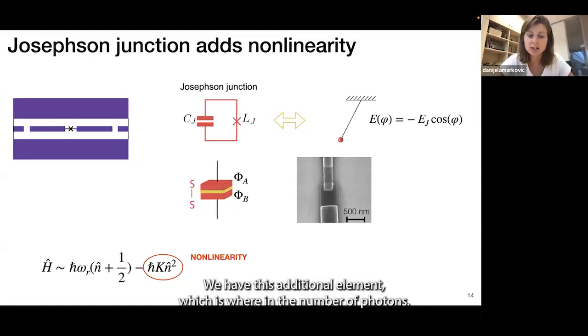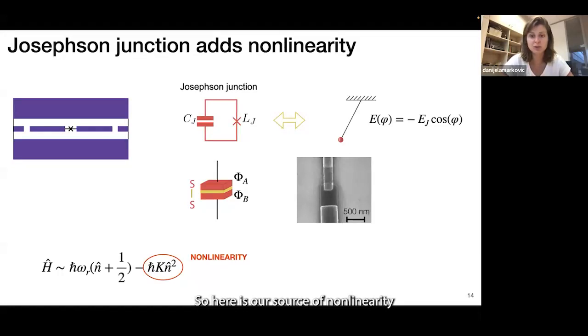We have this additional element, which is square in the number of photons. So here is our source of nonlinearity for neuromorphic computing.